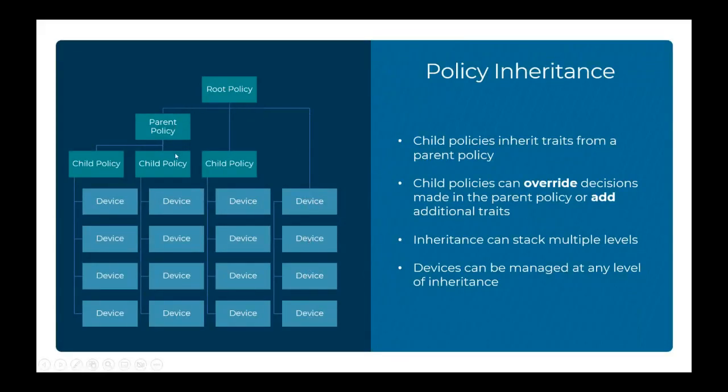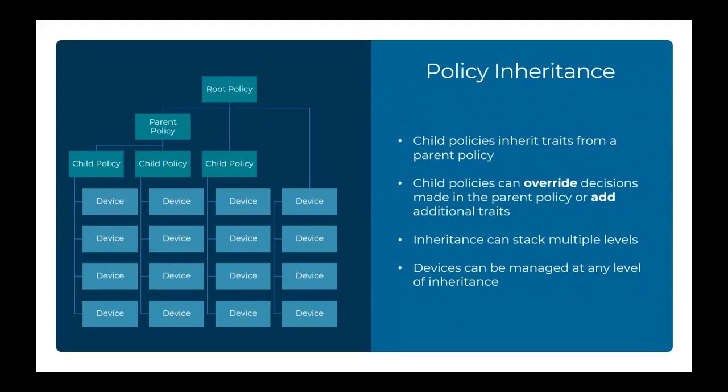We have a parent policy and then child policy with these devices managed by different child policies. And then we have another one here with a root and child. So you don't have to have a clean hierarchy. You can have multiple hierarchies and devices at any level of that hierarchy. So it's up to you to define the hierarchy structure that makes sense to you. But the importance here is that you have the flexibility to assign devices at any level.